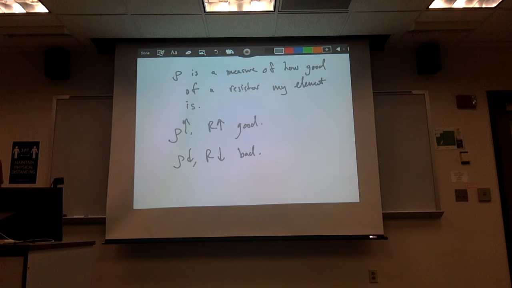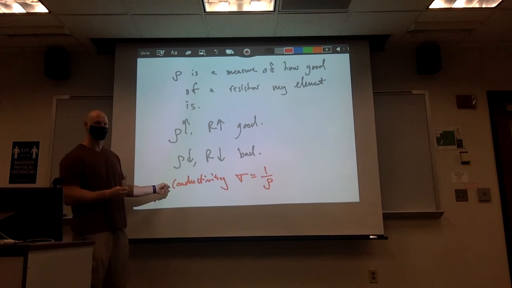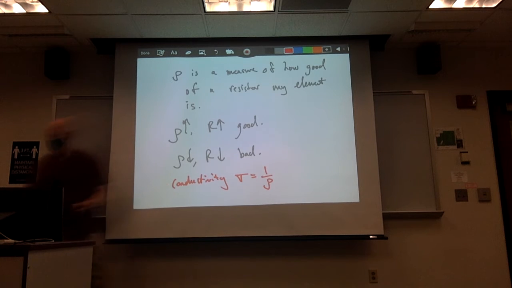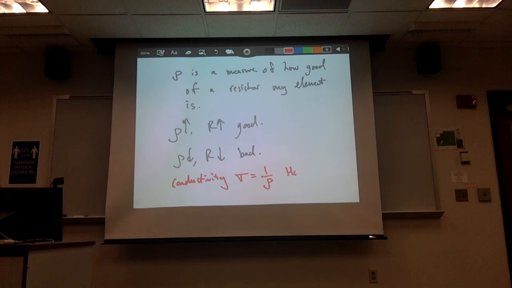Now, from here, we can define something known as the conductivity, which is called sigma, where sigma is equal to 1 over the resistivity. So what's conductivity? Conductivity is a measure of how good of a conductor an object is. So it's how good of a conductor it is.